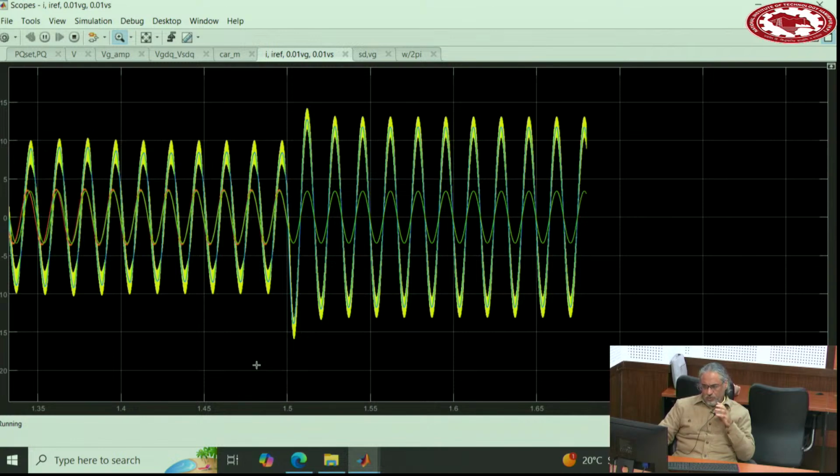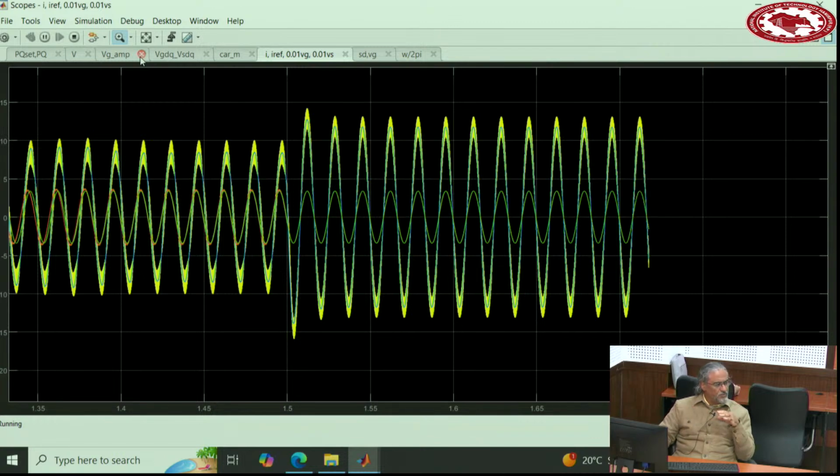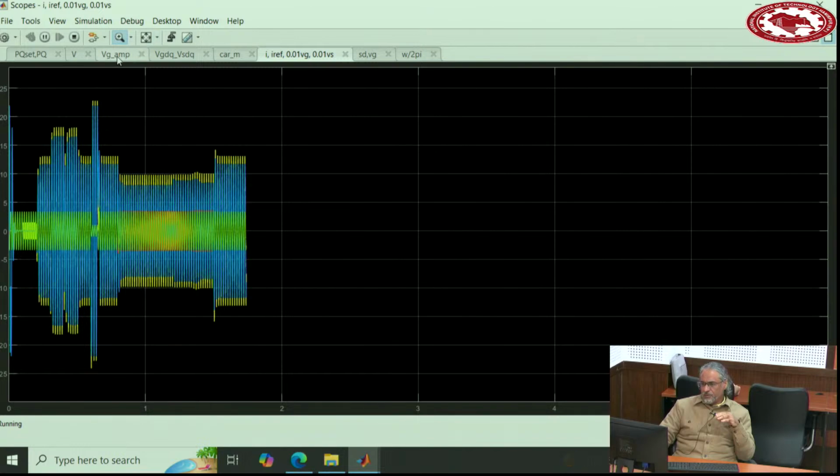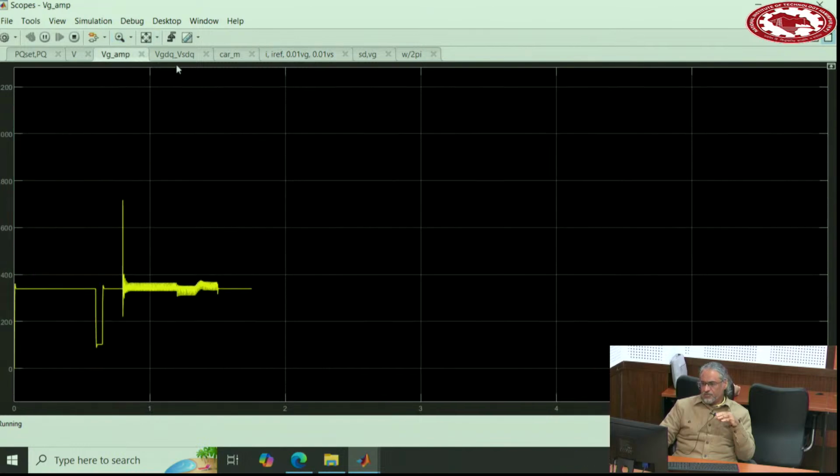And now when it goes to grid connected mode, I will apply those two big disturbances, frequency disturbance and magnitude disturbance. So I think first frequency goes, I don't know which one. But anyway, those two disturbances will be applied.